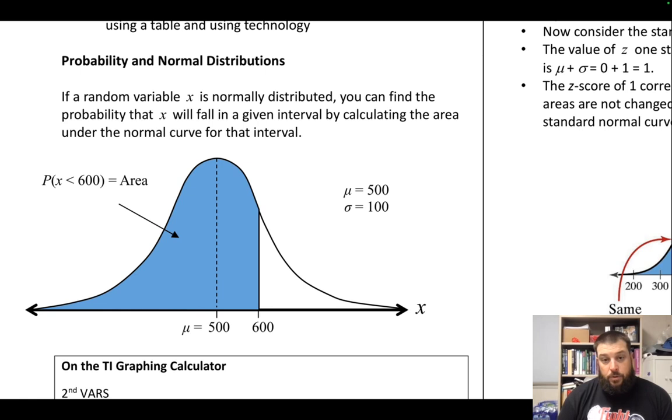So random variable is normally distributed. You can find the probability that x will fall in a given interval by calculating the area under the curve. Right? The area in the curve is what we did in 5.1. We had z-scores that we took to our table to find that area. Well, now we're given information. And remember, we had found previously z-scores by z equals our value minus our mean.